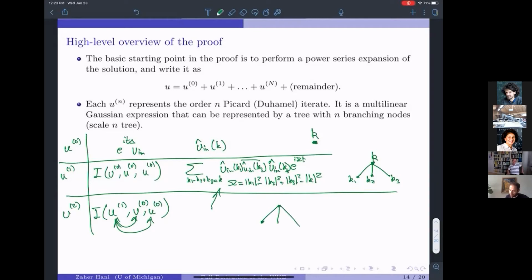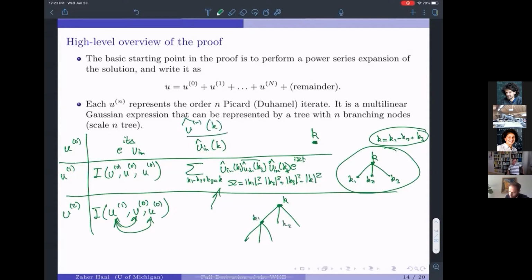Here you start with the tree that was over here, and then you branch out like this. Remember, in the previous tree, we decorated in such a way that k is equal to k1 minus k2 plus k3. This is the admissible and important condition for the decoration. So over here, the decoration is as follows. At the root, you have k, because we're looking at the Fourier transform at k. So this is Un hat at k that we're looking at here. And this would be k1, k2, and k3. This would be n1, n2, and n3.